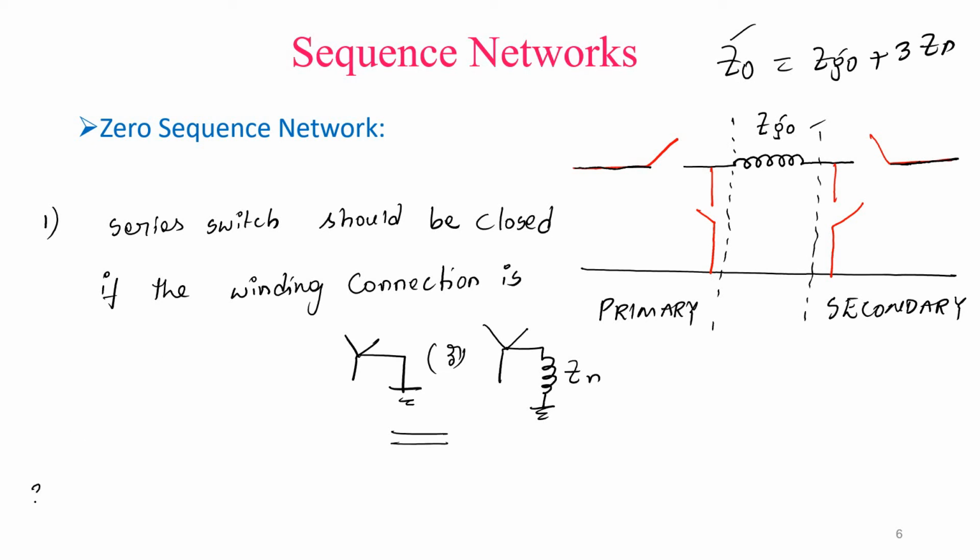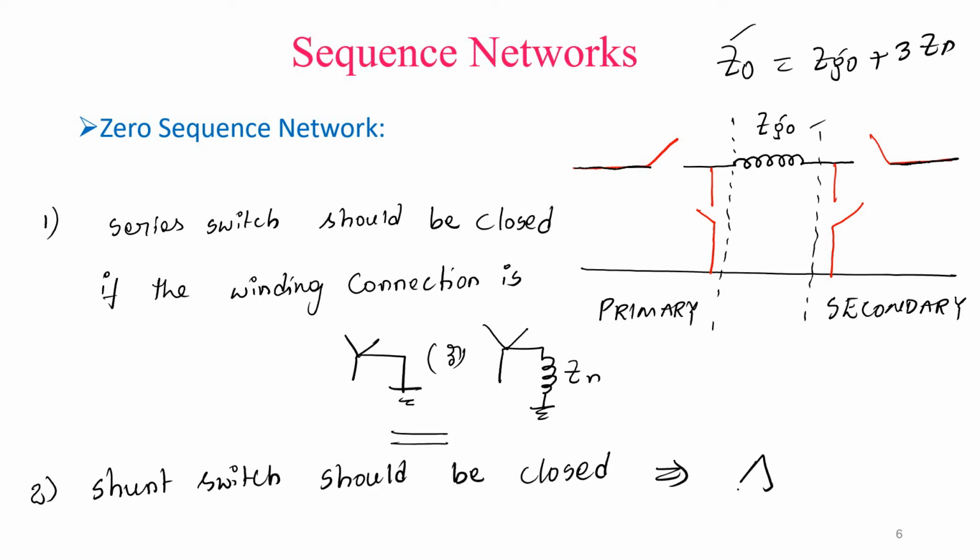The second point is that the shunt switch should be closed if the connection is a delta connection. If the primary is a delta connection, close the primary shunt switch. If the secondary is a delta connection, close the shunt switch of that side. That's it. So you can represent the zero sequence networks. Now let us see a few examples of the zero sequence network for different connections of the transformer.